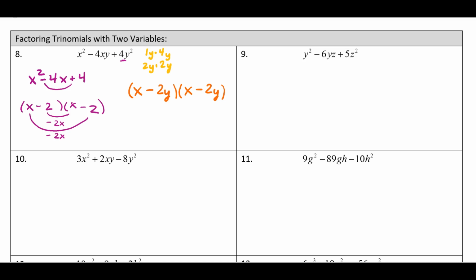Now the only thing we're going to change is to go ahead and rewrite this as x minus 2y squared, because this is a perfect square trinomial. Okay, so I want you to try number 9 on your own. When you're ready, turn the video back on.